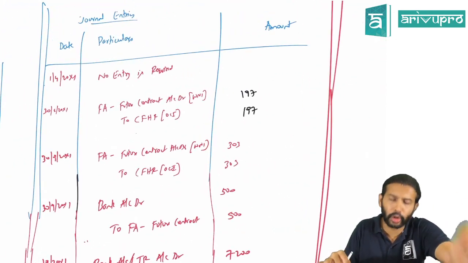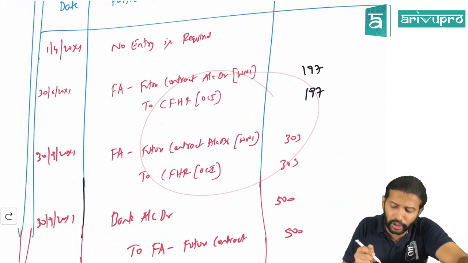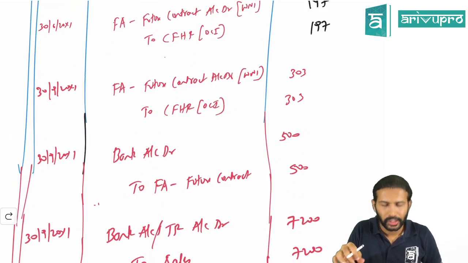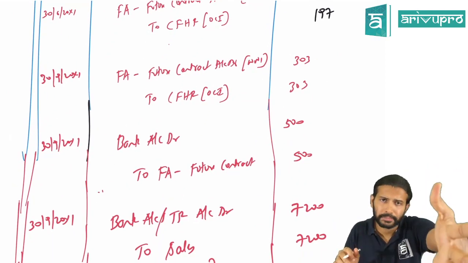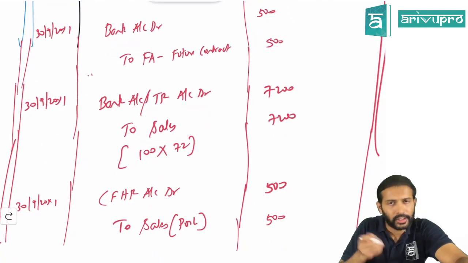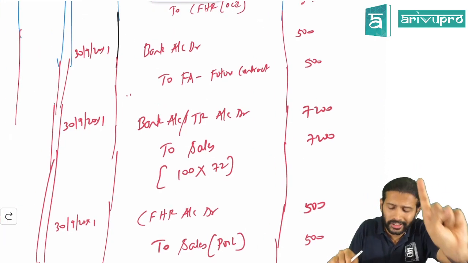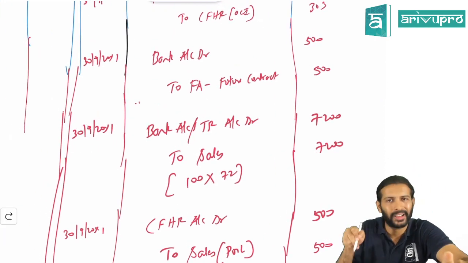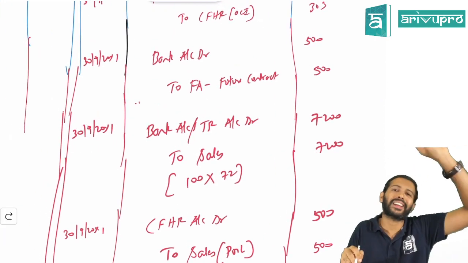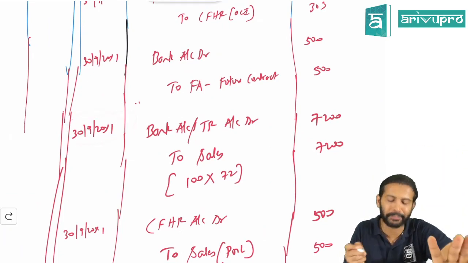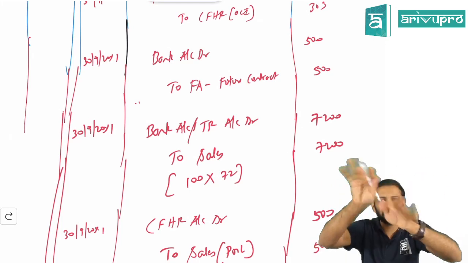If you want to know the further logic, why initially we did not transfer it to P&L: the matching concept. The hedged item, that is your sales or receivables, goes into P&L. When are you booking sales? On 30th September, right? So the gain on that hedging instrument, the derivative, should also go to P&L on the same day. They go hand in hand, so we are just matching here.